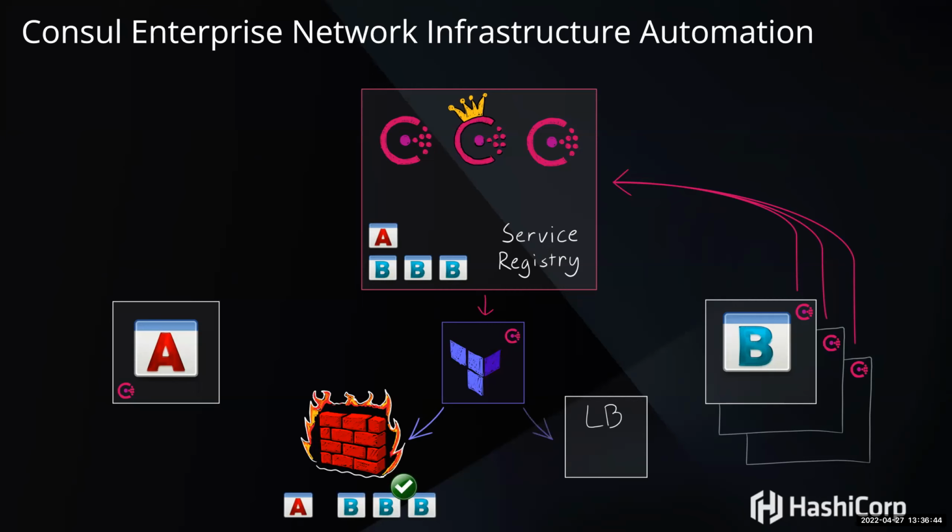So, if it needs to add an IP address or remove an IP address from a pool, it will do that. So this is the NIA piece of it. So Consul is able to do the network infrastructure automation using this kind of a mechanism.